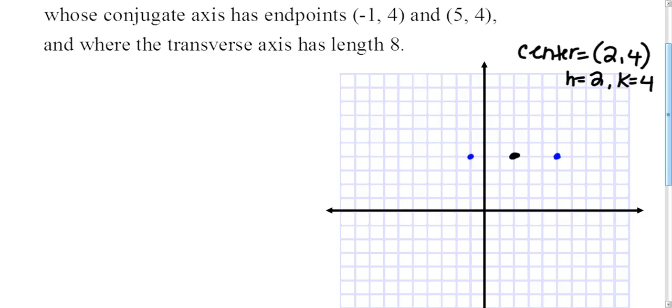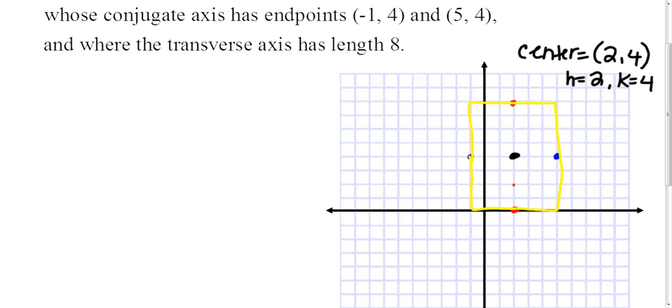Okay. Then again, it says my transverse axis, so that's the one that connects the foci, has a length of 8. So the entire axis has a length of 8. Half of it then would have a length of 4. So I'm going to go up 4 and down 4. Okay. And what I need to do is think about how this will look. So I'm going to make a box that highlights this. So my box is going to go like this. I'm trying to draw straight lines, but it's not working so well. My box will look something like that.